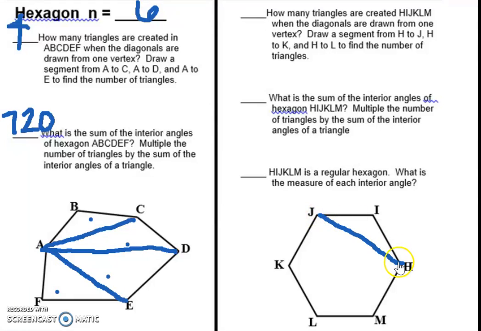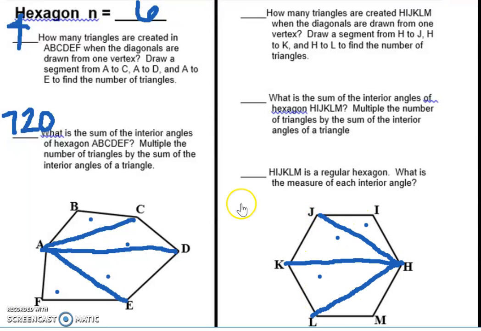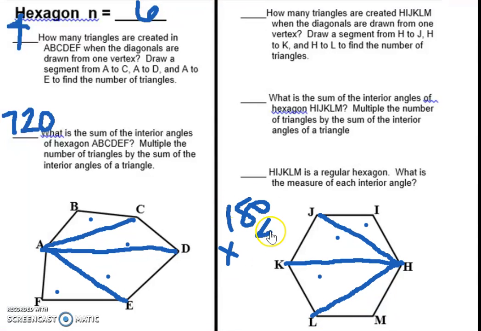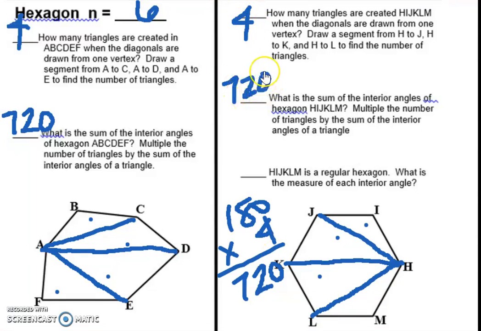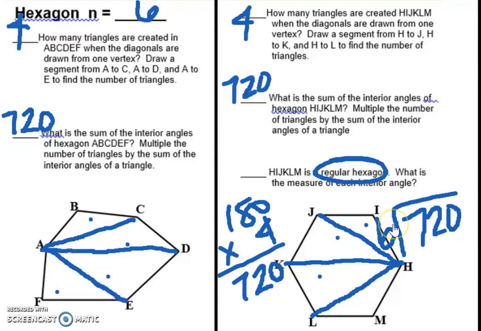H to J, H to K, H to L. 1, 2, 3, 4. 180 times 4 is 720. Because it's a regular hexagon, if I do 720 divided by the 6, so there's 1 for each one, it will be 120 degrees in each angle. So in my regular hexagon, each one is 120 degrees.